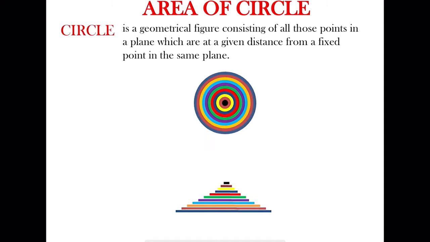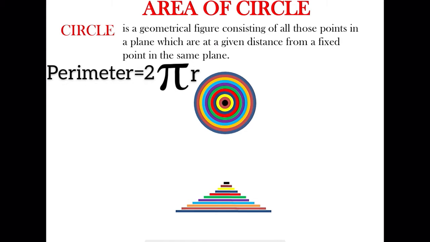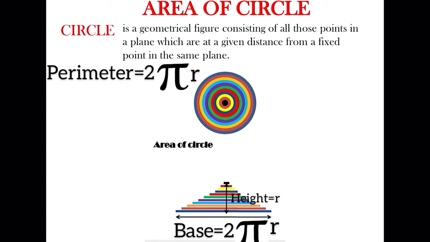So if the perimeter of the outermost circle is 2 pi r, the length of the bottom line would also be 2 pi r. And the height here would be nothing but the radius of the outermost circle. So the area of this circle is nothing but the area of the triangle.